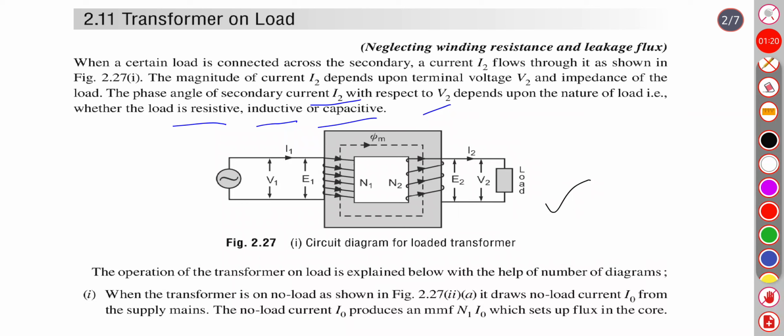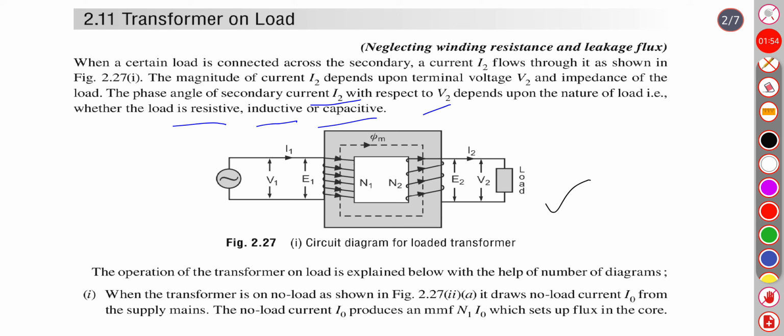In industry, most of the load connected in the secondary of the transformer is inductive in nature. In special purposes it may be a capacitor also, capacitor banks, but mostly the nature of the load is inductive. But in this video, we will discuss all types of loads connected across the secondary of the transformer. The operation of the transformer on load is explained below with the help of a number of diagrams.